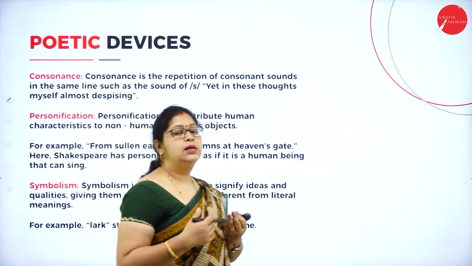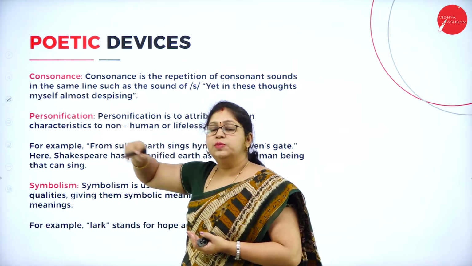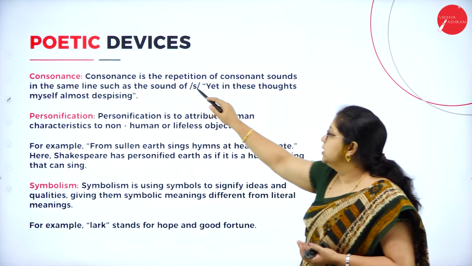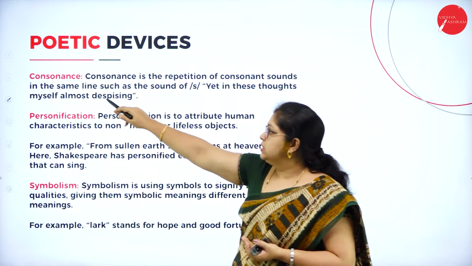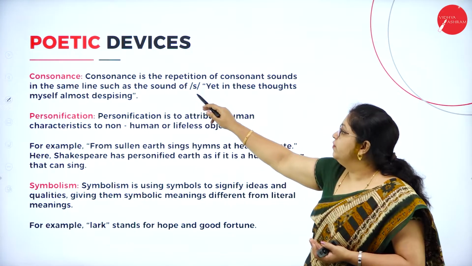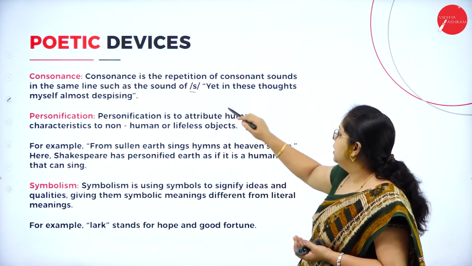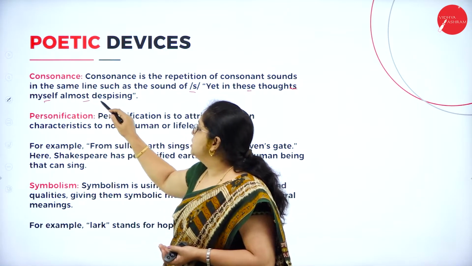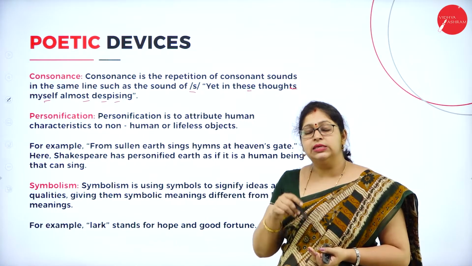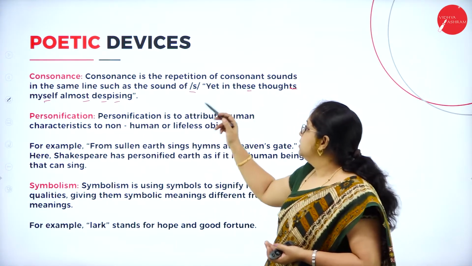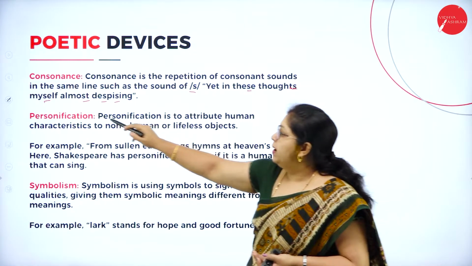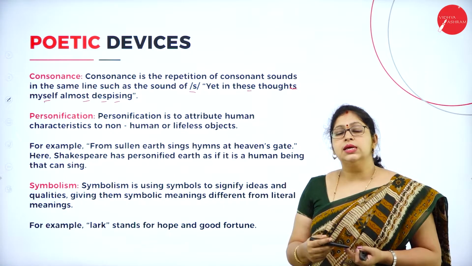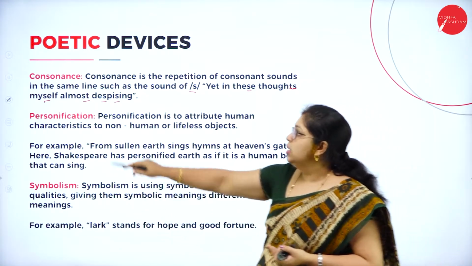Next we'll see the consonants. Consonance means the consonant sound will be repeated. Which is that? Consonance is the repetition of consonant sounds in the same line, such as the sound of S. The sound of S is used here. Yet in these thoughts, myself almost despising. The S sound is repeated. See, yet in these thoughts, myself almost despising. The S sound is repeated in this line many times. That is known as consonance.